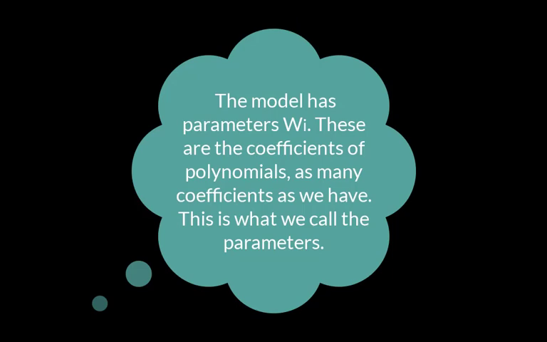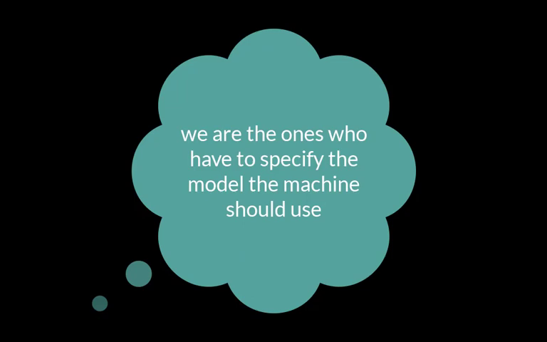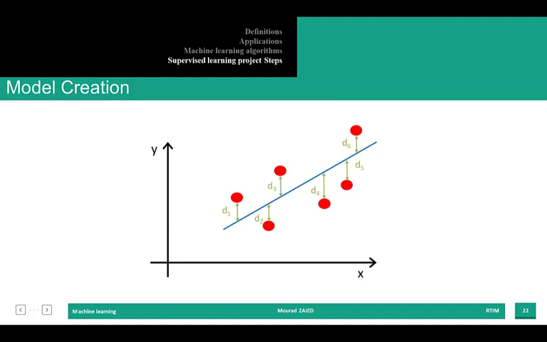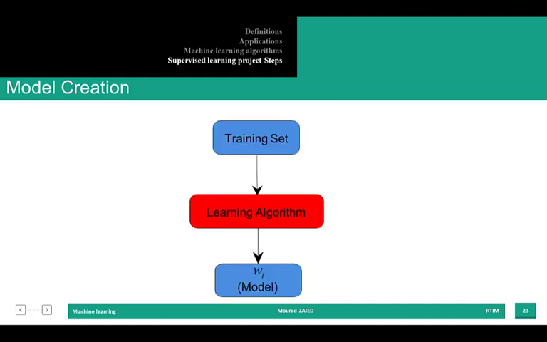You understand that we have a model and this model has parameters wi. These are the coefficients of the polynomials, as many coefficients as we have. This is what we call the parameters. It is important to specify that we determine which model the machine should use, and you will see that it is the machine that has to learn the parameters of this model. To have a good model is to have a model that gives us the smallest possible errors between the f values of the x's of the learning base and their corresponding y's.